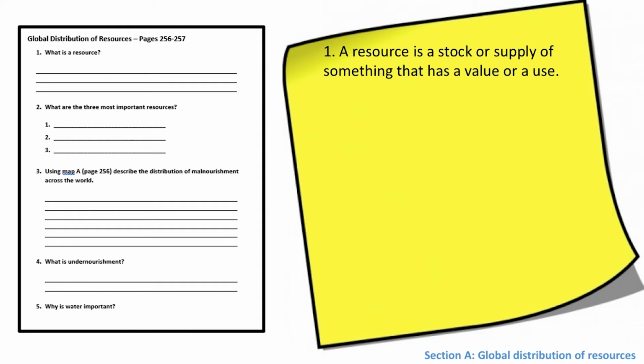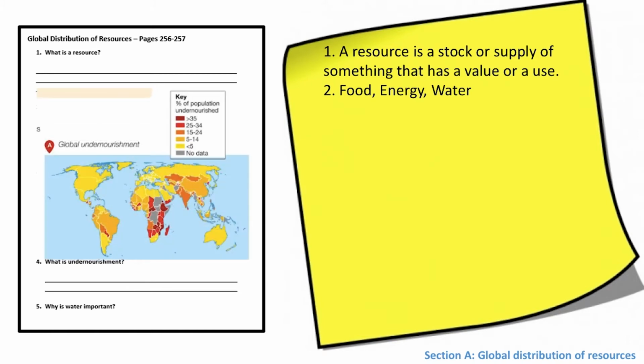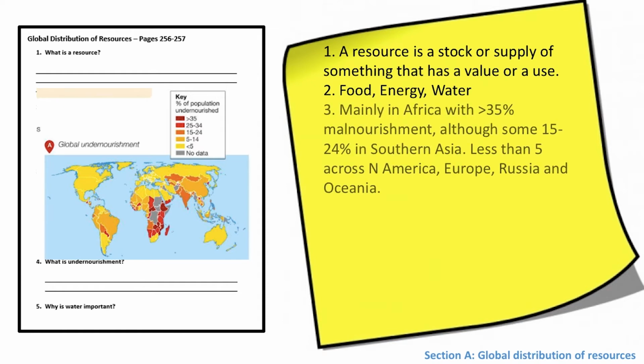What are the 3 most important resources? Hopefully you've established that they are food, energy and water, and these are the 3 most important resources to us in order to succeed in life and to thrive. The third question asked us to use a map. So this is the map that they were asking us to consider, and hopefully you have identified the following.